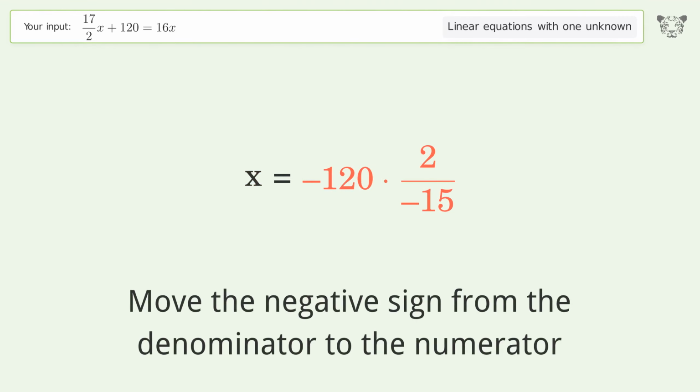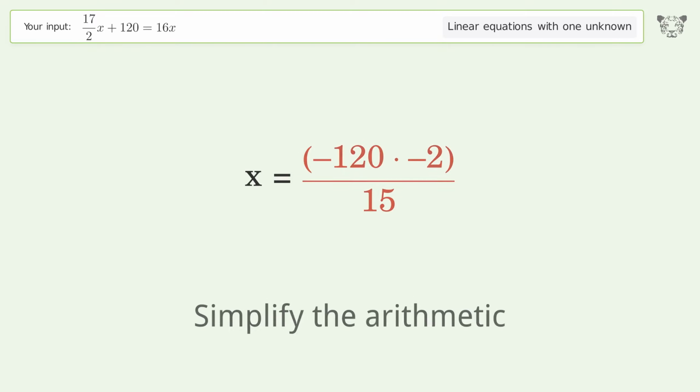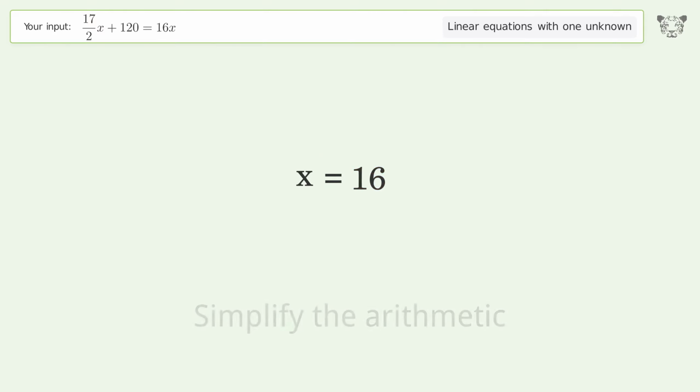Move the negative sign from the denominator to the numerator. Multiply the fractions. Simplify the arithmetic. And so the final result is x equals 16.